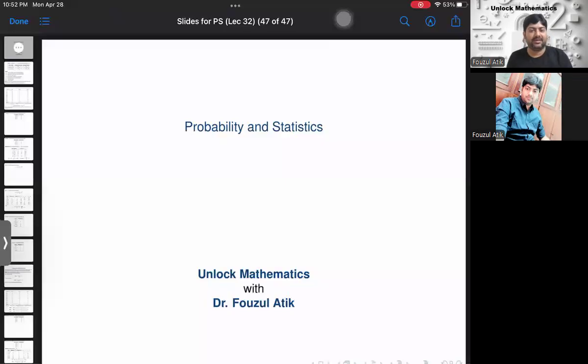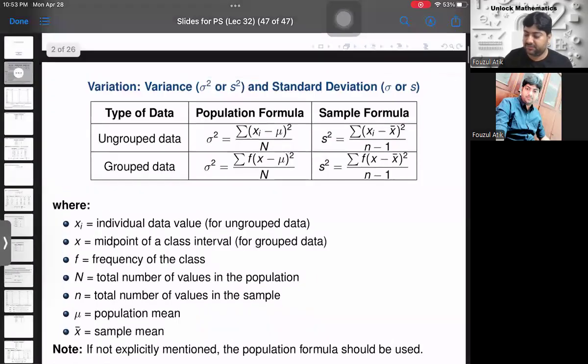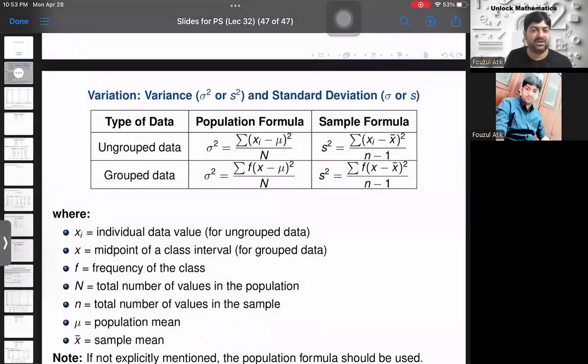Hello everyone. In the previous lecture, we discussed measures of dispersion, and we talked about two parameters: range and quartiles. In this lecture, we'll discuss a few more measures of dispersion. The first one is the variance or the standard deviation. Variance is sigma square or s square, and standard deviation is sigma or s.